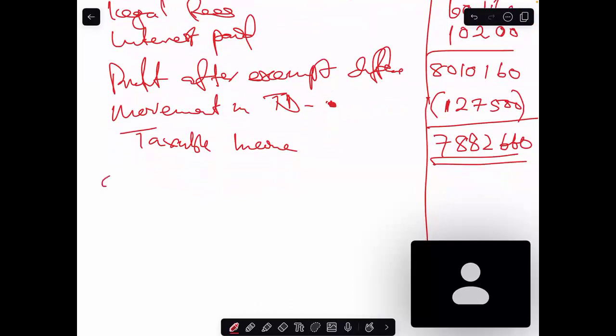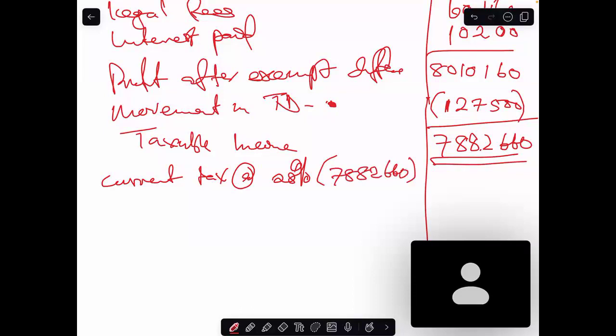Calculate your current tax on it. Current tax at 28%. 28% of your taxable income, 7,882,660. I think it's 2,207,144.8.